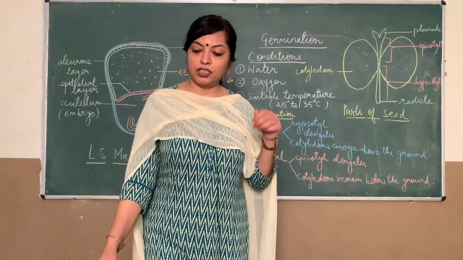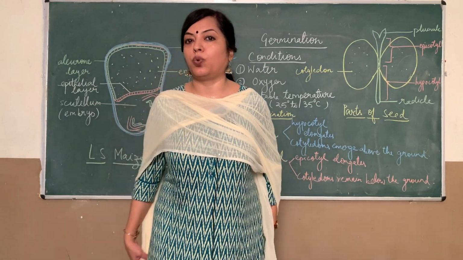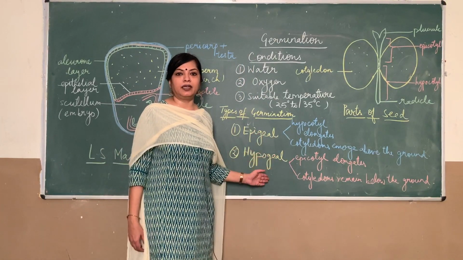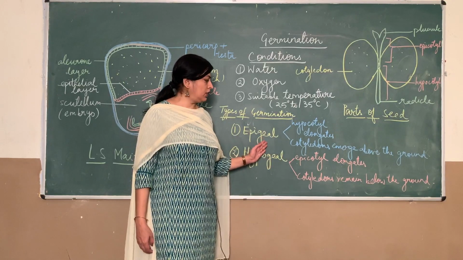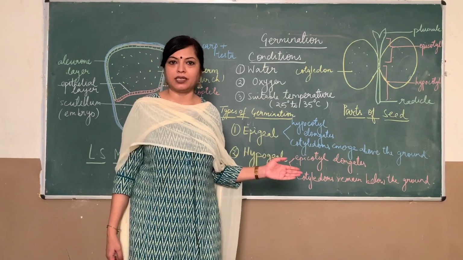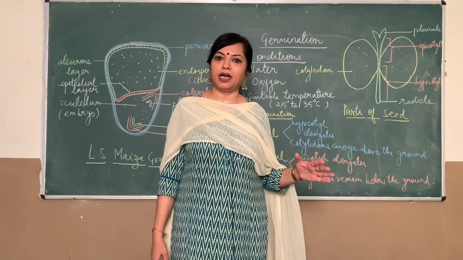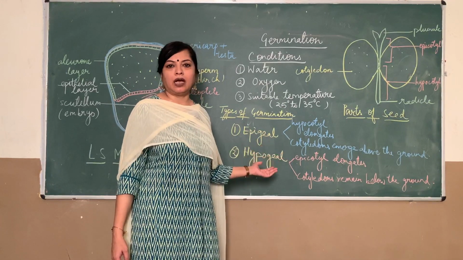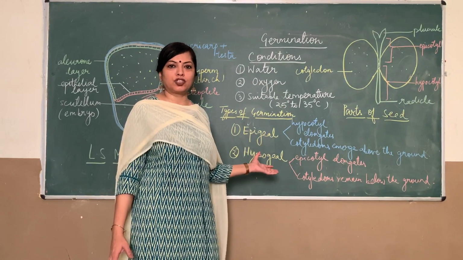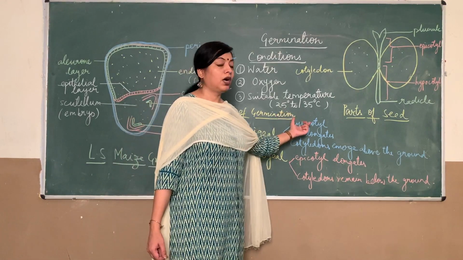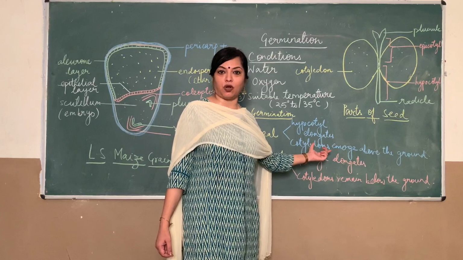Now this germination also is of two kinds. What are the two kinds mentioned here? Epigeal and hypogeal. Now these two terms, don't they remind you of two terms we discussed in the previous class? Epicotyl and hypocotyl. Likewise, germinations are epigeal and hypogeal. But here the story is a bit different. During epigeal germination, hypocotyl elongates. It's opposite here.